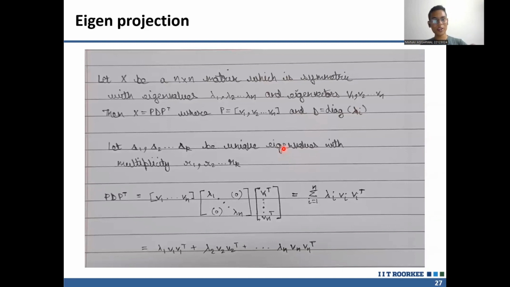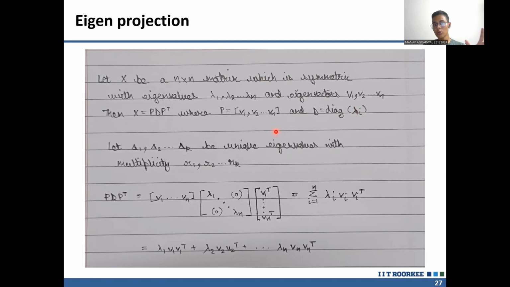Let's talk about this process of eigenprojection further. Let X be an n cross n matrix. This is something I've written to prove this theory on my own. Let X be an n cross n matrix which is symmetric with eigenvalues lambda 1, lambda 2, and so on till lambda n, and eigenvectors v1, v2, and so on till vn. Then X equals PDP transpose. This is nothing but the spectral decomposition expression that we encountered previously, where P would be the eigenvector matrix and D would be the diagonal matrix with eigenvalues as its diagonal elements.